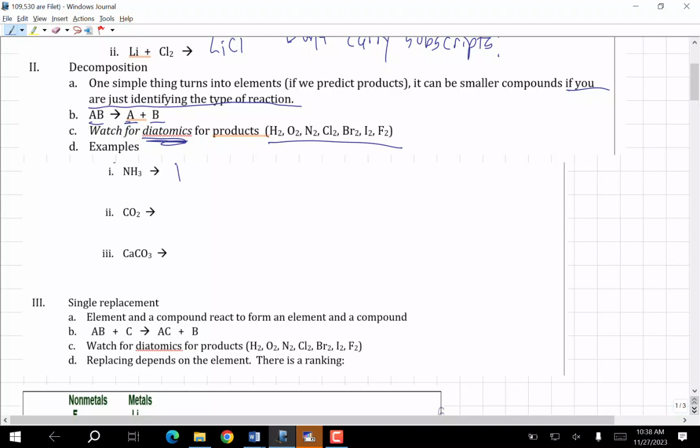So NH3 turns into its elements, N plus H. And consider diatomics. Nitrogen's diatomic, it's a 2. Hydrogen's a diatomic, it's a 2. CO2 turns into its elements, C plus O. Carbon, not diatomic. Oxygen is diatomic. Boom. CaCO3 for us, you get calcium plus carbon plus oxygen. And the only diatomic I have is oxygen.